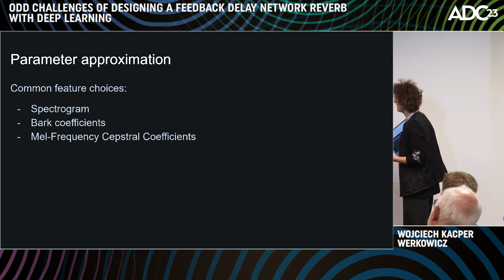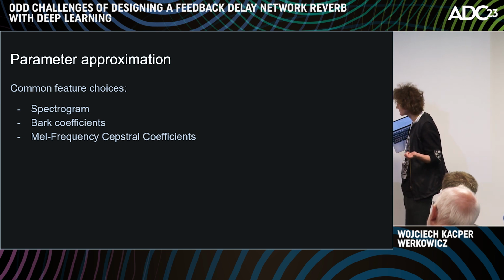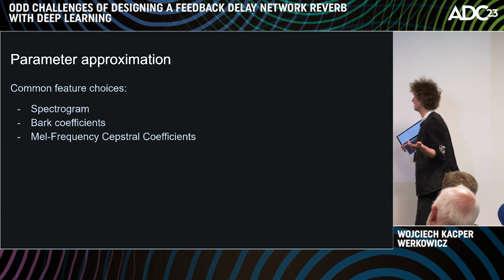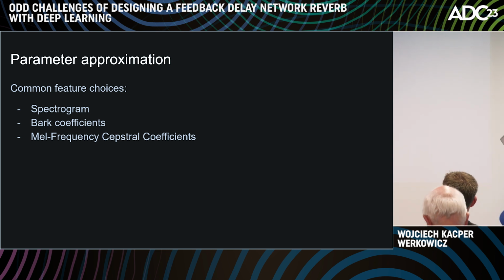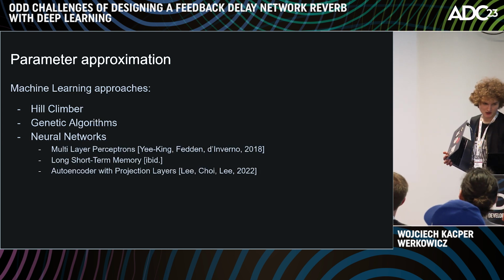So I mean, of course, we have the spectrograms. You can do the Bark coefficients. You can do the MFCCs. You can do log mel spectrograms, whatever you like. But throughout the papers that we went through, these 3 seem to be the most prominent. I mean, of course, you usually just would use a spectrogram.